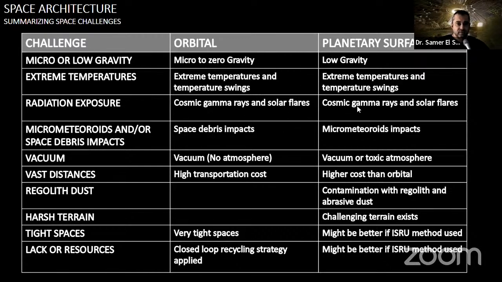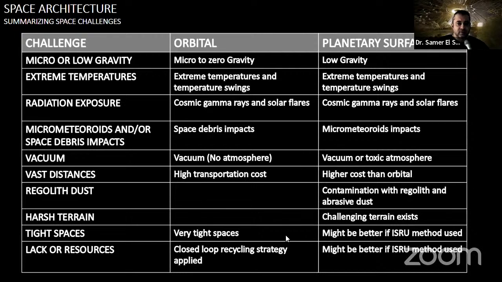Radiation exposure also exists in both. Micrometeors and space debris impacts: in orbit, we have both space debris and micrometeors, but on a planetary surface, only micrometeor impacts. The vacuum is in both, but maybe on Mars it's the only one where we have a toxic kind of atmosphere, but on the Moon we don't have an atmosphere, and in orbit also we don't have an atmosphere. The vast distances mean higher cost than orbital, of course, when we are targeting a planet like the Moon or Mars, which means further distance, so more fuel, so a much more limited payload, and that escalates the problem. The regolith dust exists only on the planetary surface. Also, the harsh, challenging terrain exists on planetary surfaces.